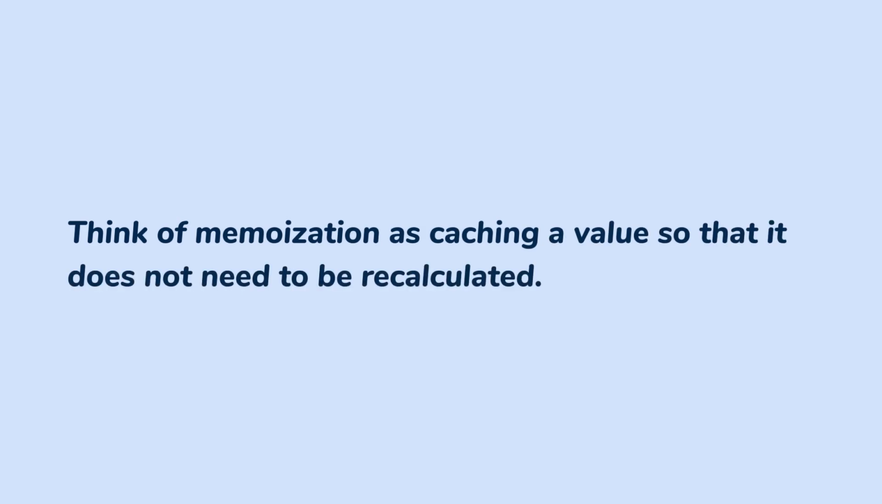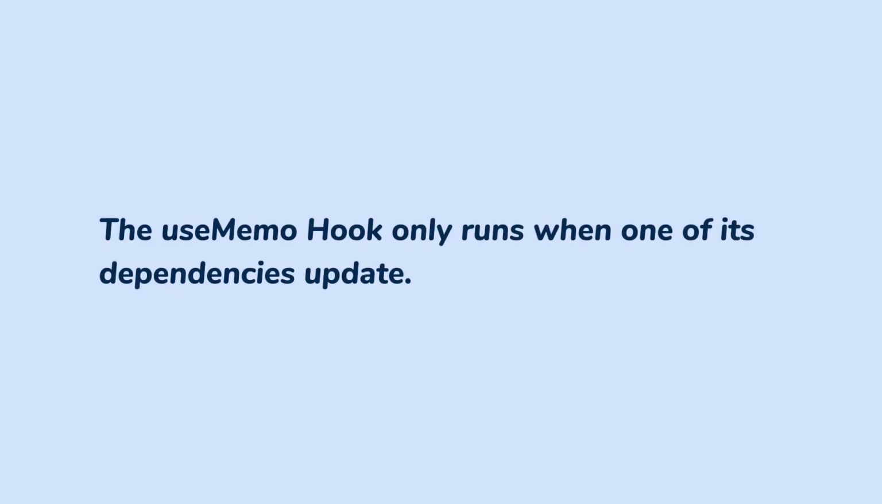Alright, so the useMemo hook returns a memoized value. Think of memoization as caching a value so that we don't calculate it on every render. useMemo only runs when its dependencies update. So when there is an update in its dependency, then it runs. And this can be used to improve the performance of our application.